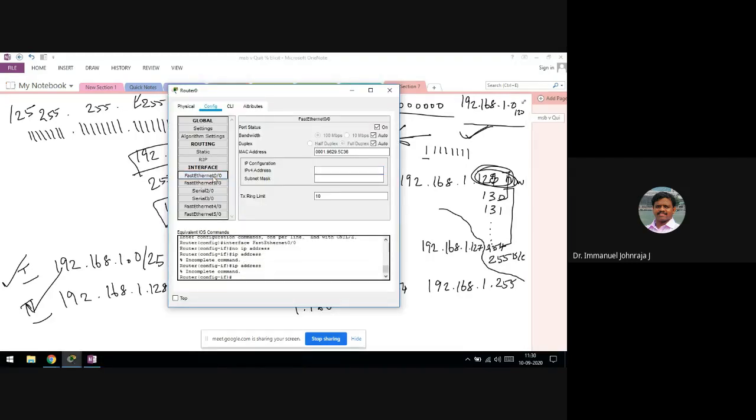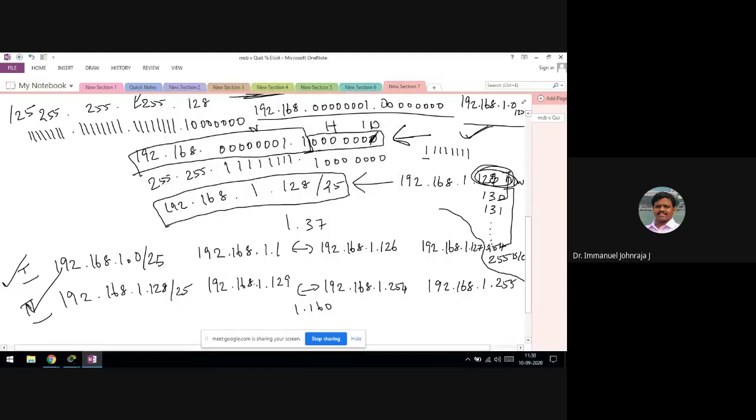So I go to fast Ethernet. I give 192.168.1, what was our number? I think 37 I gave. And the mask comes as 255.255.255.0. I'm not going to agree with that. I'm going to change the mask to 128. Why should I change the mask, sir? Because the mask is no more 24. It is 25. 25 means 255.255.255.128. So the mask changes, right?